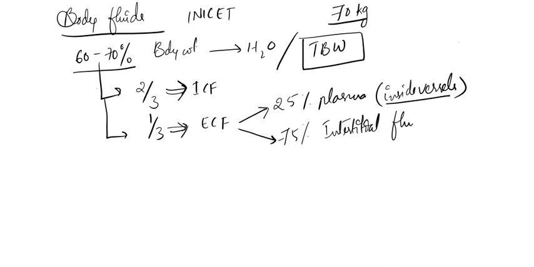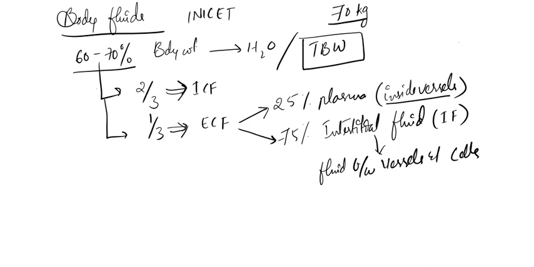Now what is interstitial fluid? Someone might ask you, sir, what is interstitial fluid? In shortcut we call it IF. It is the fluid between vessels and tissue, cells or tissue. So you can also call it tissue fluid for this reason, because it is present between vessels and cells or tissue.